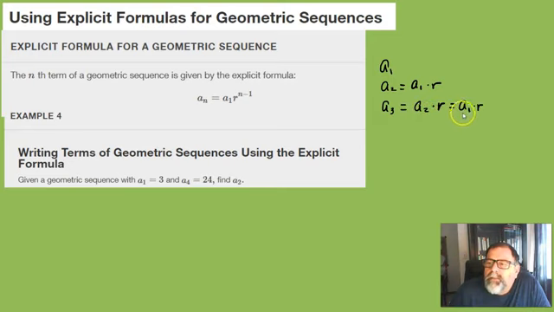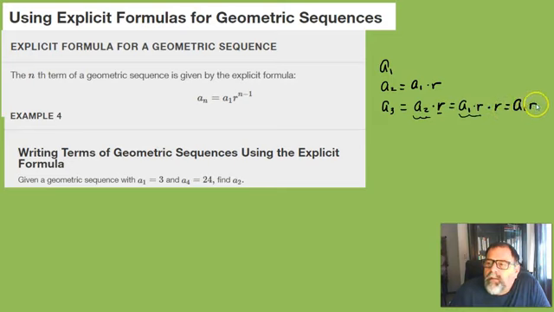A sub 2 is a sub 1 times r. This is a sub 2, a sub 1 times r, and then times the new r. So if we write that, r times r is r squared. So the power is always one less than the term number you're on. And that's how you get that explicit formula.